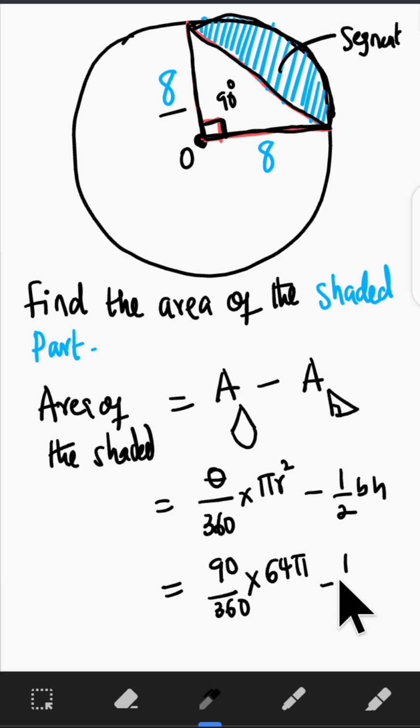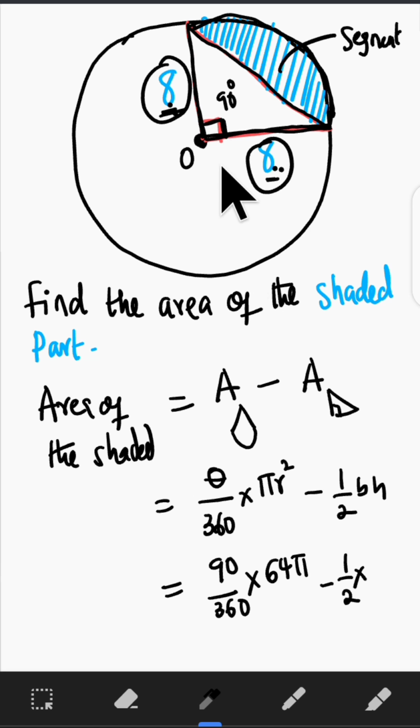Then minus half times the base of the triangle, which is either 8 or this one. This could be the base, this could be the height. It depends on how the triangle is sitting. So for this case, we can see that the base here is 8 and the height is 8. So any of them could be the base or the height. It doesn't matter. The hypotenuse can never be your base nor your height. You can either get the base or the height from the legs of the triangle. So that means I have 8 times 8 here, which is now 64, right?